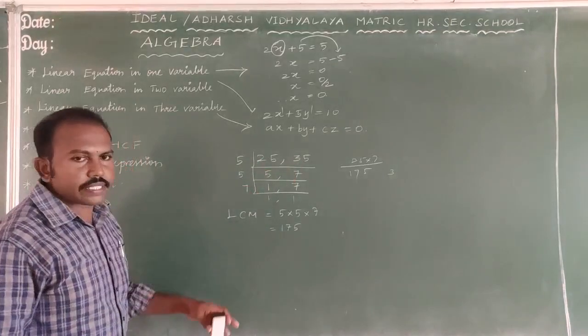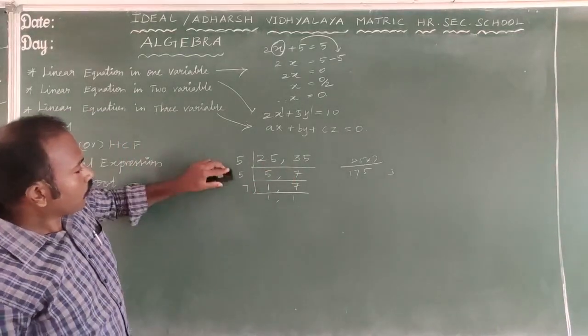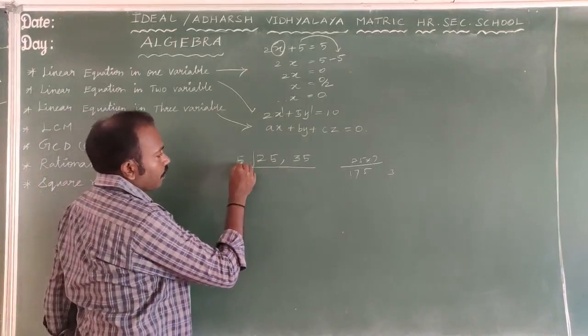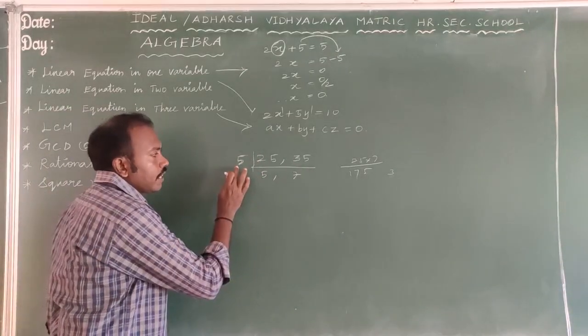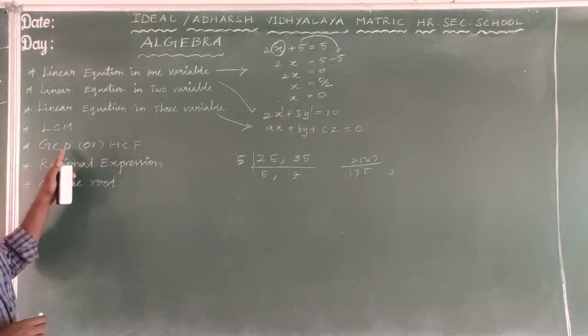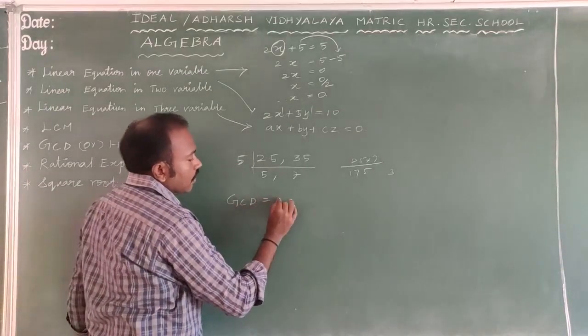Okay, in case they ask for GCD or HCF, what will we get? 5 fives are 25, 7 fives are 35. Here the highest common factor or greatest common divisor is 5. Then GCD or HCF is 5.